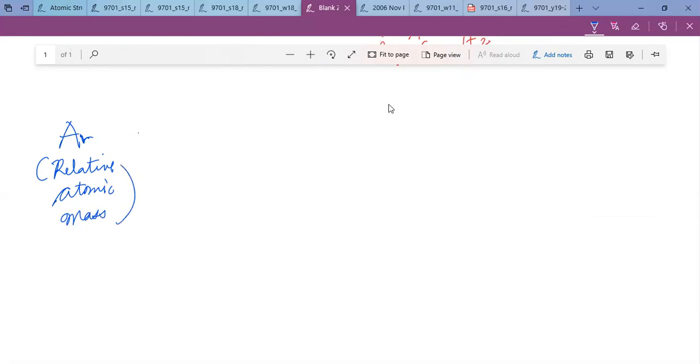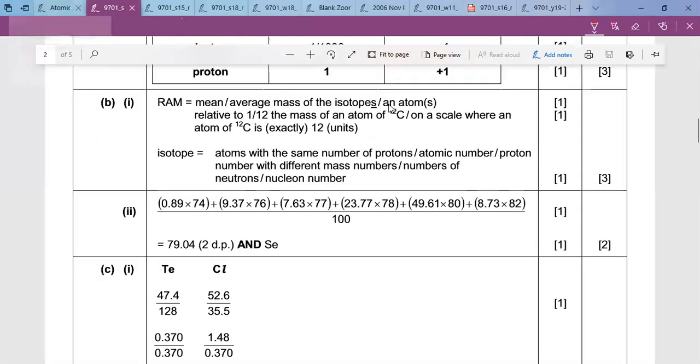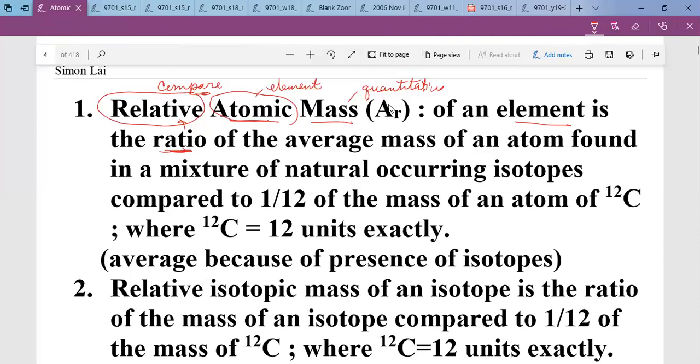Okay, equals to. Now, the relative means I can put a line here. It means I'm comparing it, the ratio of... I'm going to use 2 sides. This one here. The one of the average mass of an atom found in a mixture of naturally occurring isotopes. Normally you just put average mass of an atom is enough.